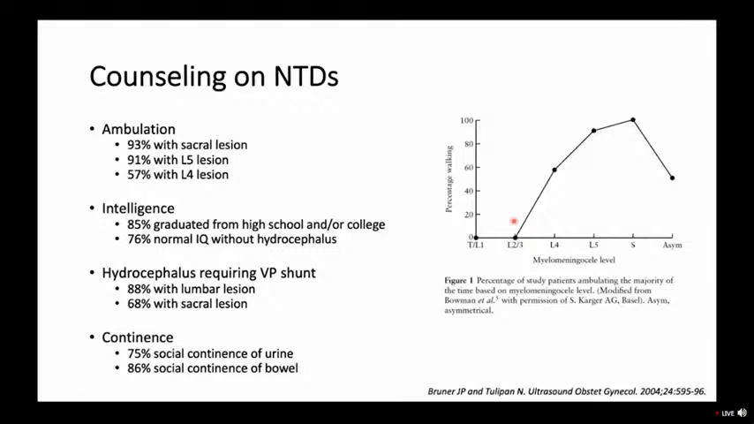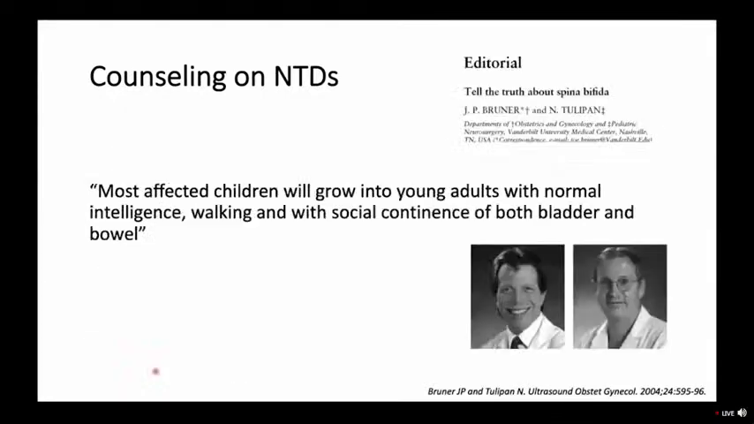Is the baby going to grow up and go to college and high school? Most of these babies actually do have normal intelligence, but these babies require a lot of care. Their ventriculomegaly and hydrocephalus often require repetitive VP shunts, almost all of them if it's a lumbar lesion, less common with sacral lesions. And bowel and bladder function is also another really common question. Almost 80, 90% of them are going to have normal continence of urine and bowel.